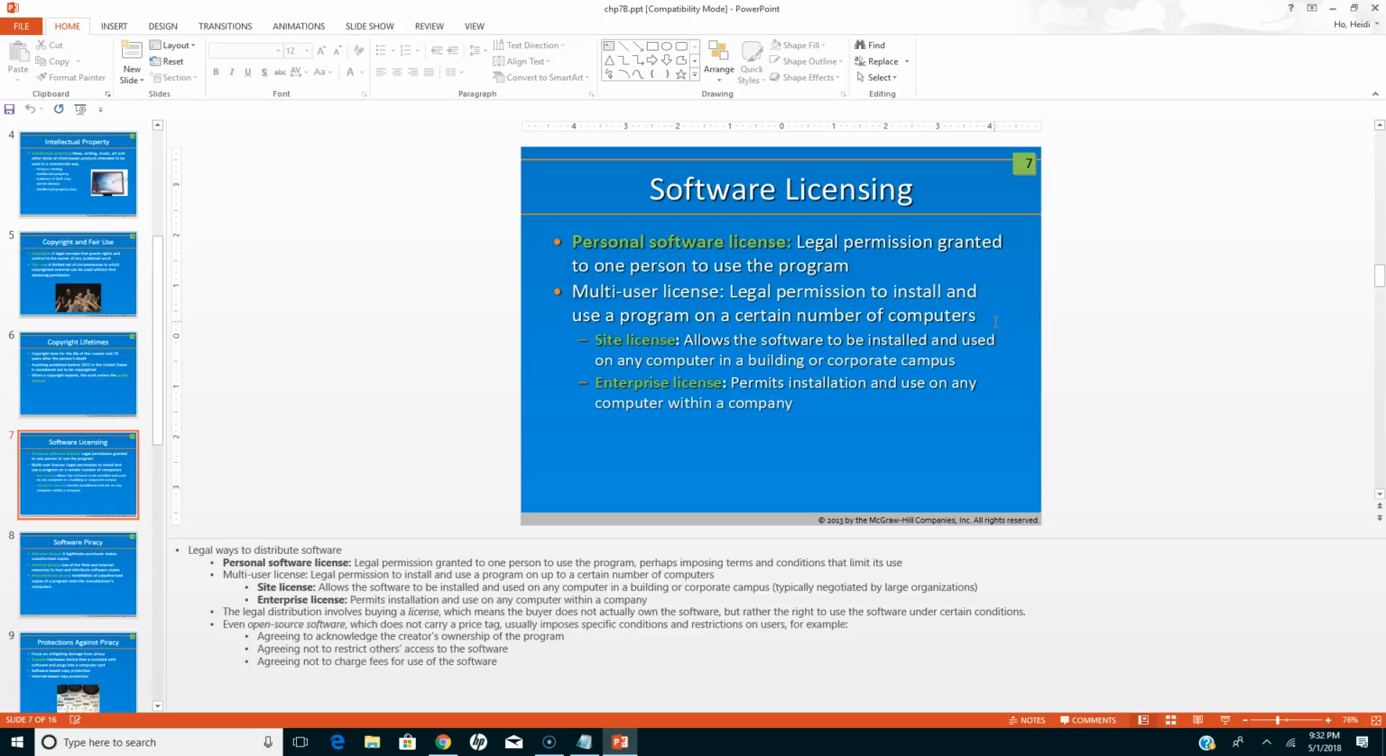The site license allows the software to be installed and used on any computer in the building or corporate campus. Let's say South Texas College has many campuses, like Mid Valley campus, Pecan campus, and Rio Grande City campus. If we purchase an antivirus program with a site license for the Pecan campus, anyone, faculty, staff, and students that belong to Pecan campus may have the right to use that program. That's what is called a site license.